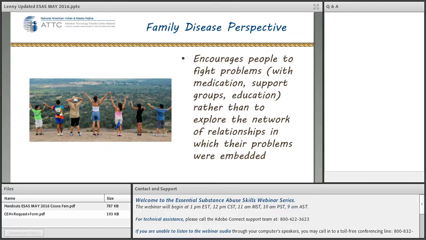The family disease perspective encourages people to fight problems with medication, support groups, and education, rather than to explore the network of relationships in which their problems were embedded.